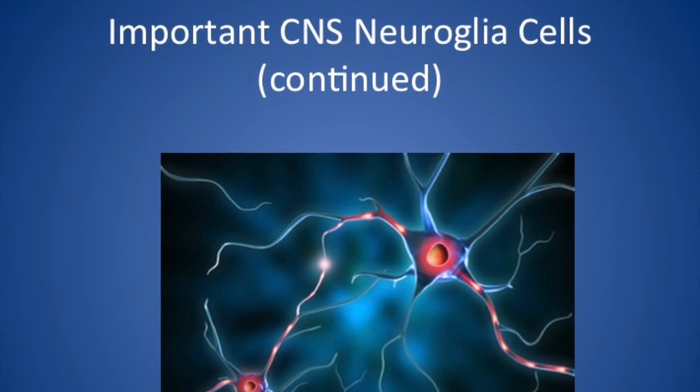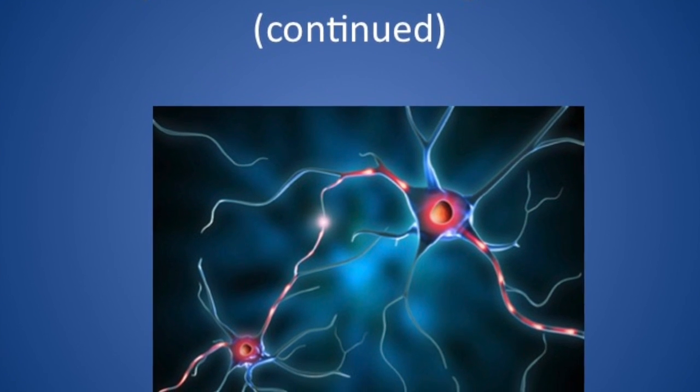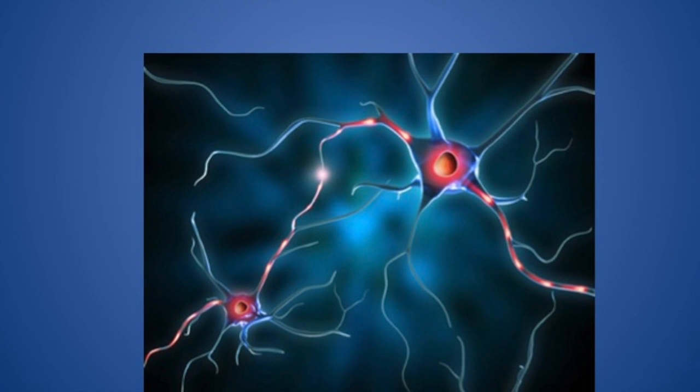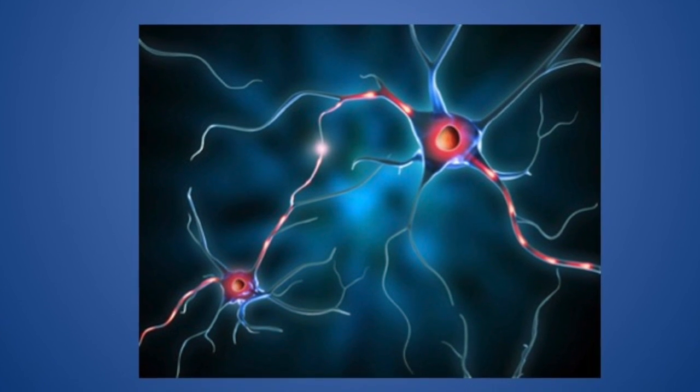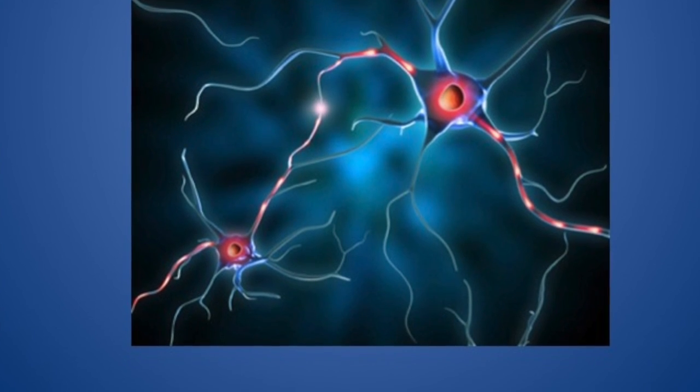Other important CNS neuroglia cells include microglia, which defend against pathogens, and ependymal cells, which line the ventricles of the brain and the central canal of the spinal cord. They also assist in the production and circulation of cerebrospinal fluid.